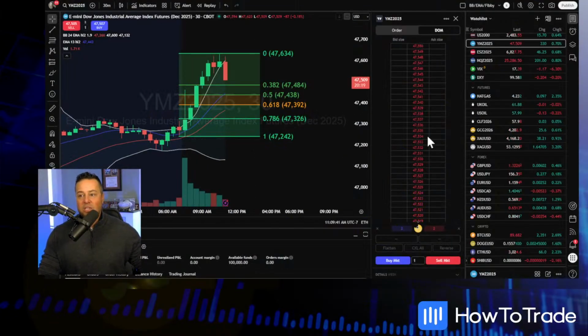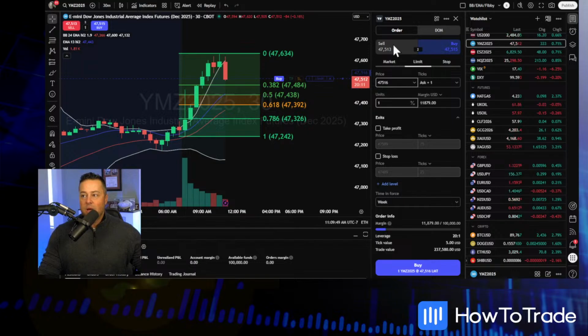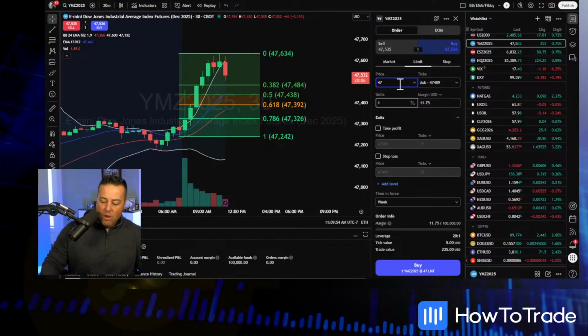Okay, right here on the US 30, we are coming back down. 38% of today's range is at 47,484, and this is where we want to be. We want to go with a limit order right here. I want to buy limit 47,484, somewhere in that zone. 47,487 is what we're going to go with.